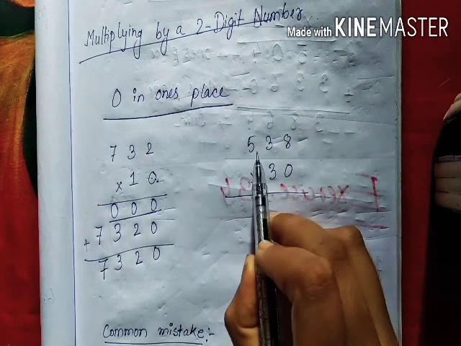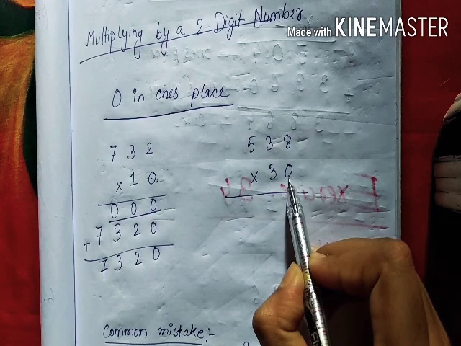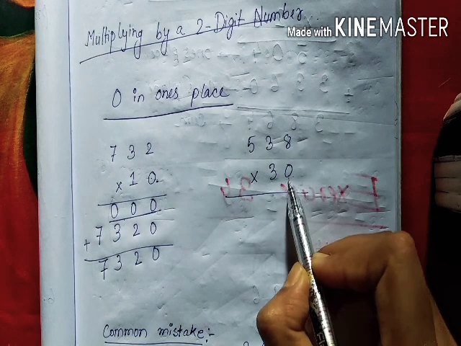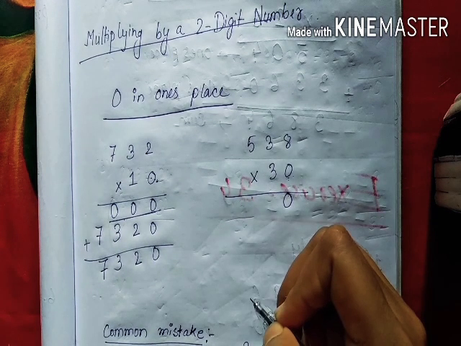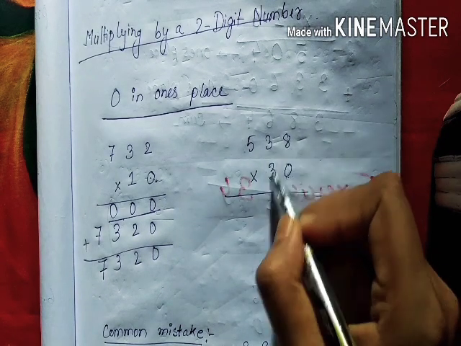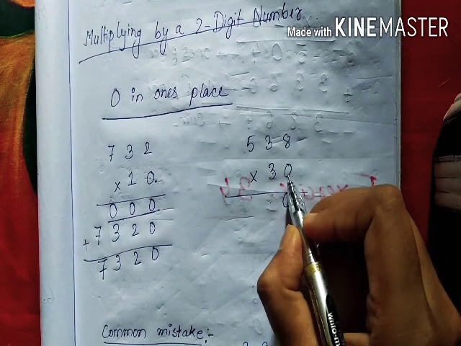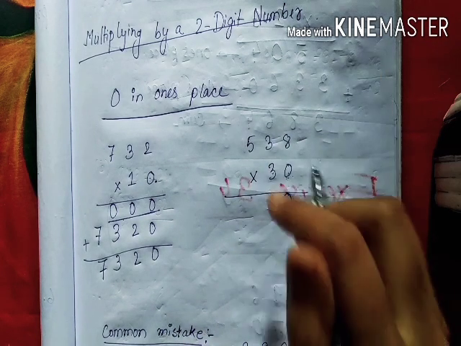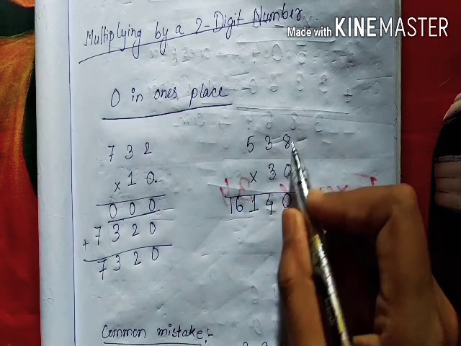So here you can see 538 into 30. So here also in unit place, that means in ones place, 0 is there, right students? So here what you have to do, in ones place 0 is there, so you have to put one 0 here. Okay students, and from tens place you have to start with 3 and you will multiply all the numbers. Why am I putting 0 here? Because in ones place 0 is there. Okay, so in the product also the ones place will definitely be 0. So in this way if you multiply you will get this one.